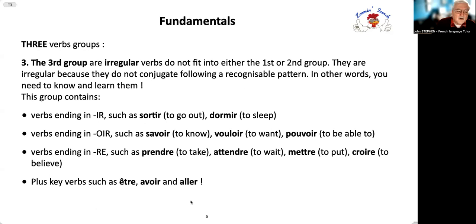Now, again, all these four, they conjugate in their own special way. Finally, you've got the very, very important verbs of être, meaning to be, avoir, meaning to have, and aller, meaning to go. And these three, I mean, probably they have to be up there in your top 10 verbs to know off by heart, because every time you open your mouth, you're going to be using être, avoir, or aller pretty well.